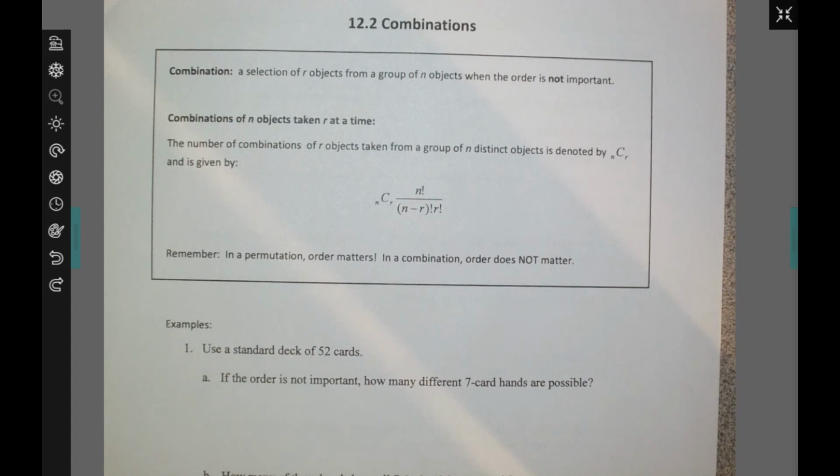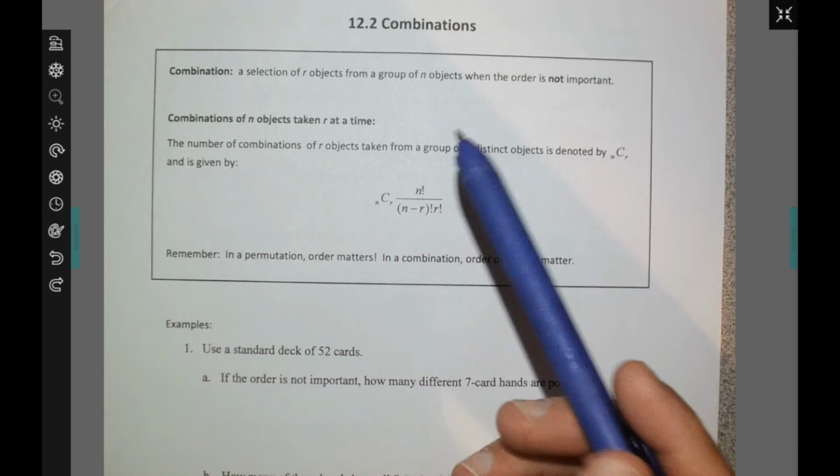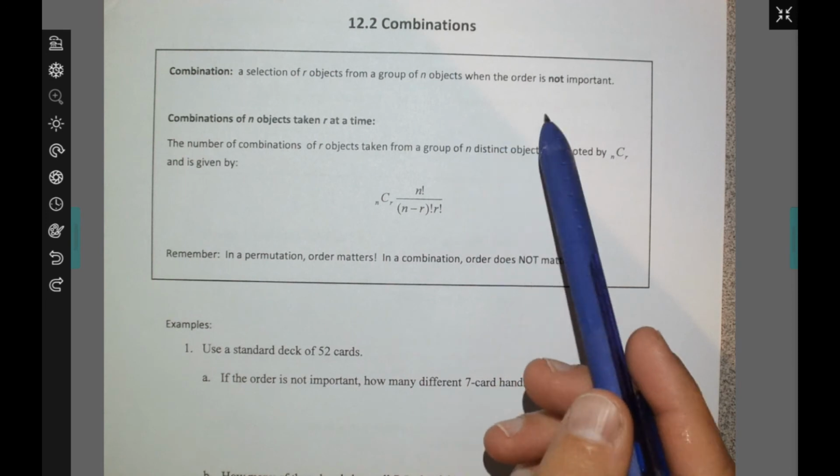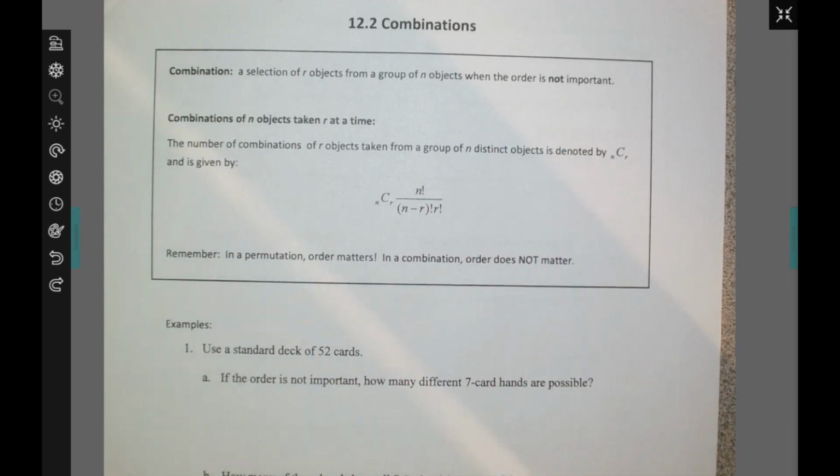All right, section 12.2 deals with combination, and a combination is going to be a selection of R objects from a total group of N where order doesn't matter at all. In section 12.1, the order in which we chose the objects totally mattered. Now, if order does not matter, we're going to use a combination.